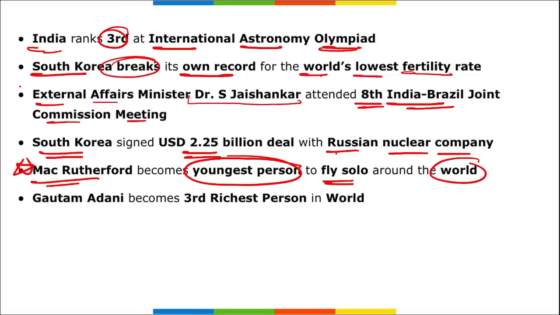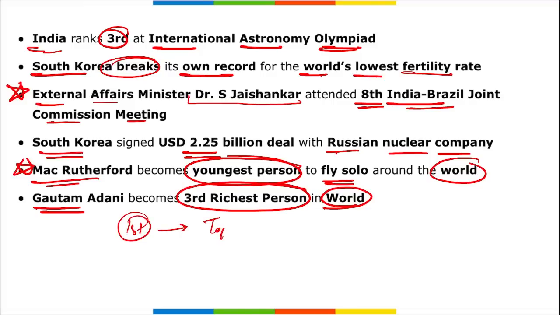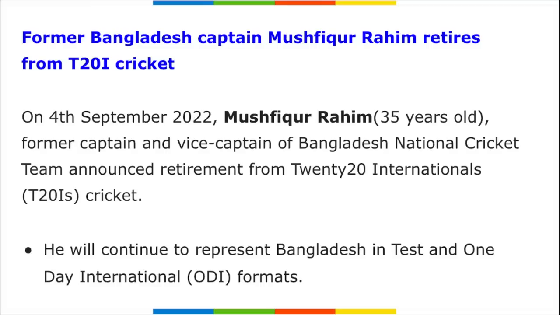Important. Alright, and this is also important. Gautam Adani became the 3rd richest person in the world. Also, he became the first Asian to be appointed in the top 3 list in the world. Highly important, friends. Next, former Bangladesh captain Mushfiqur Rahim has retired from T20 international cricket.